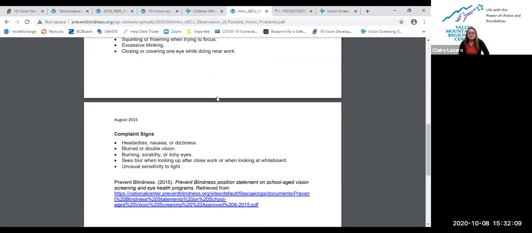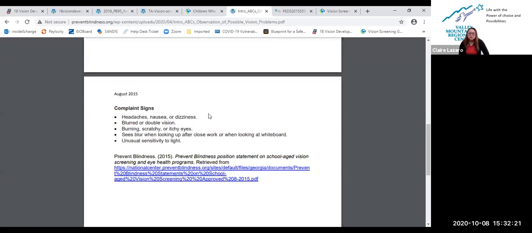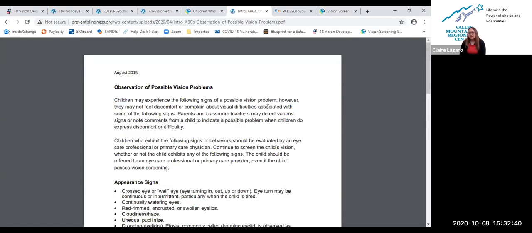The only thing in addition here, and this is more really for an older child, is are they complaining of headache, nausea, or dizziness? Are they always scratching their eyes? You can also ask their parent, do you notice your child scratching their eyes a lot of the time or itching their eyes? So you can ask them about that as well. Unusual sensitivity to light, squinting their eye when they're in bright light or in sunlight. This is what they recommend for kids that are older than 12 months of age as well.